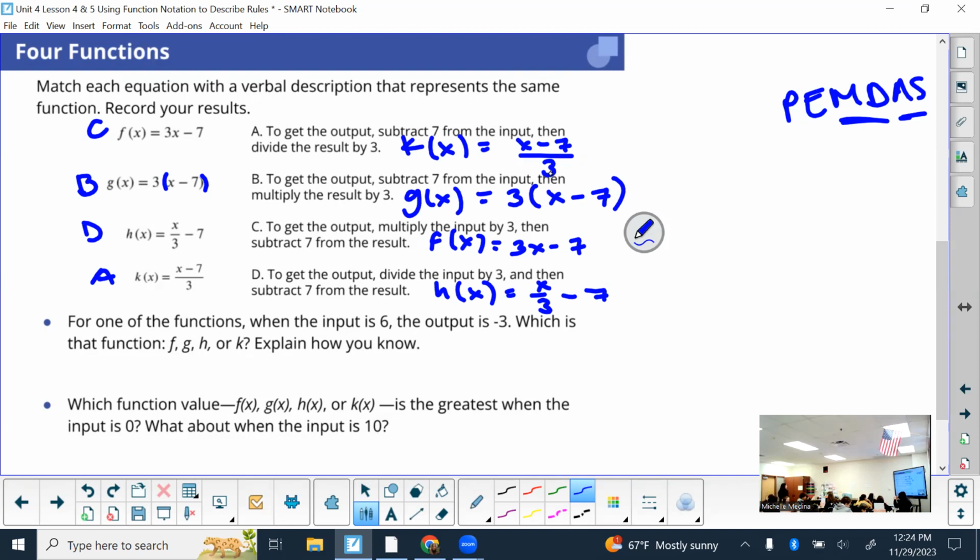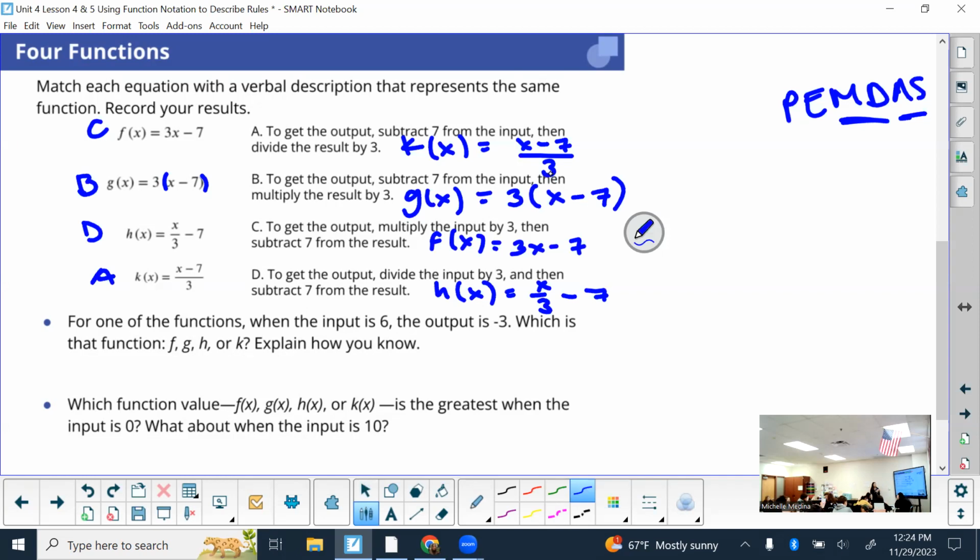Now, for one of the functions, when the input is 6, the output is -3. So inputs go where for function notation? In place of the x. So what you should have done for this one, and you might not have gotten to it yet, so let's just kind of get to it now.